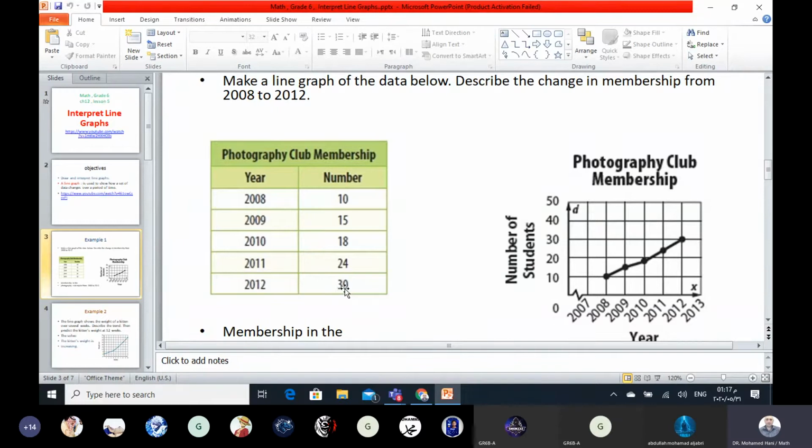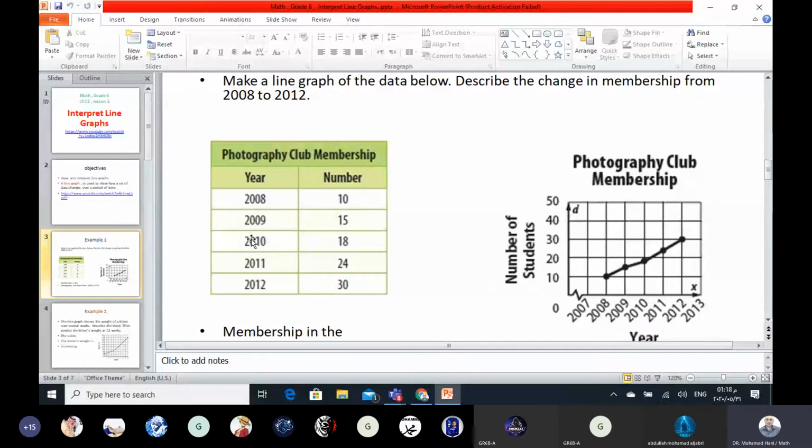The first step, draw the number line, draw the x-axis. Then draw the y-axis. Then represent the numbers on the number line. For example, here we have 2008, start from 2008. Then we have 2009, 2010, 2011, 2012. And here start from 10 to 30. So here we have 10, 20, 30, 40, 50.